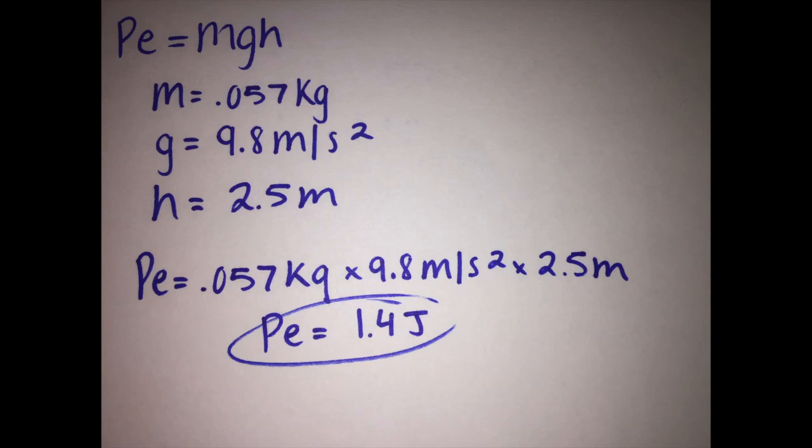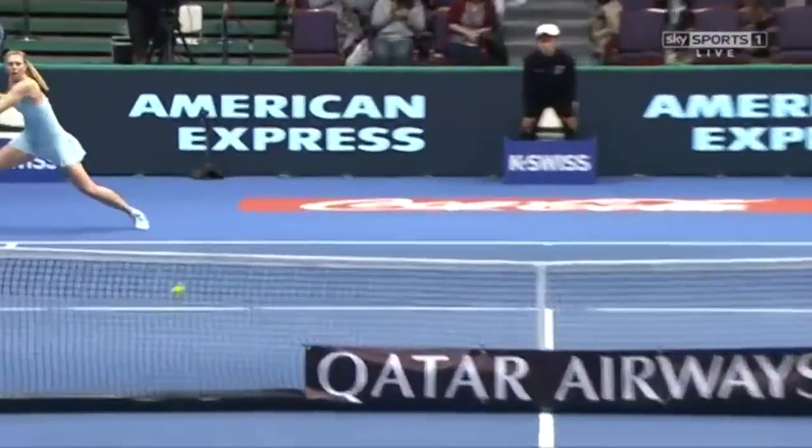The mass of a tennis ball is 0.057 kilograms. The gravity is always 9.8 meters per second squared, and the height the person throws it up is 2.5 meters. Once you plug in the numbers, you just multiply everything together. So you take 0.057 kilograms times 9.8 meters per second squared times 2.5 meters, and you should get 1.4 joules.